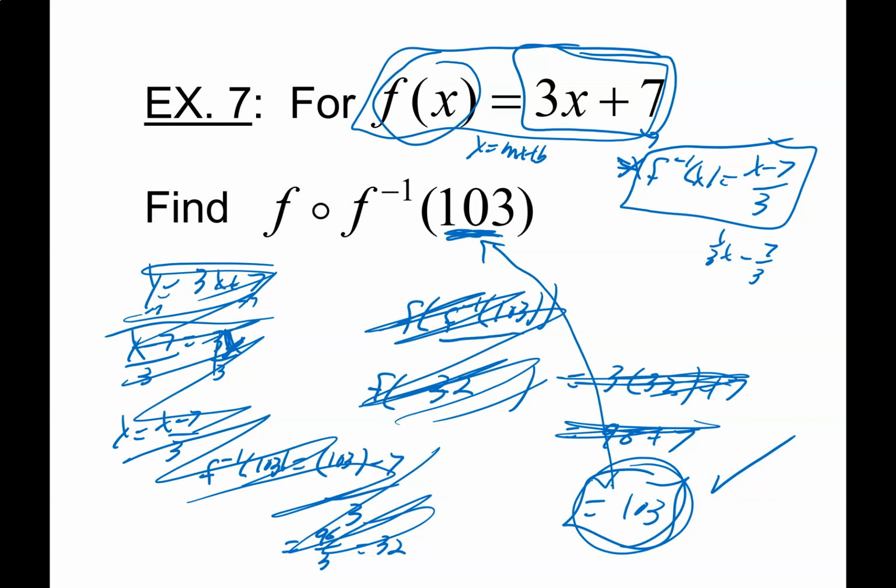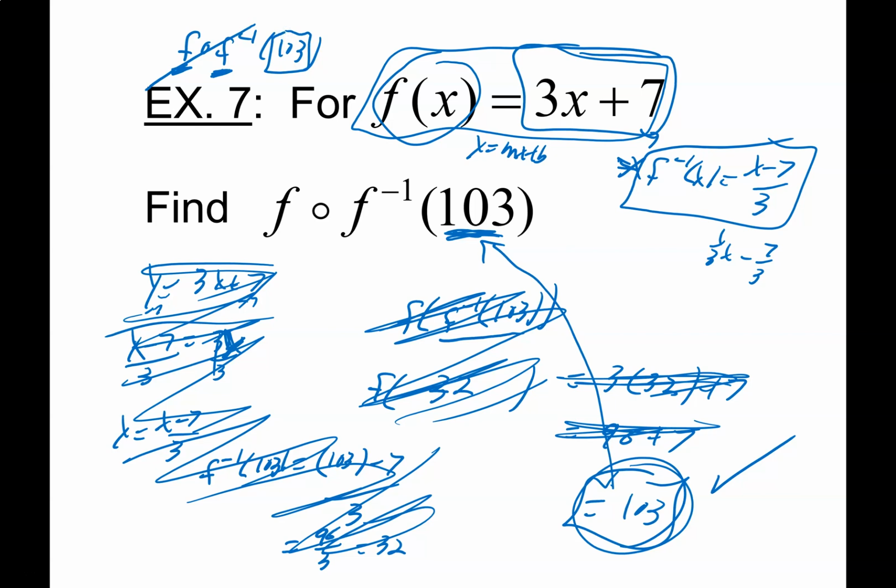Is that like some weird coincidence thing? And the answer to that is no. I can tell you, if I have two functions that are inverses, whatever f does, f inverse undoes. So those basically cancel, leaving you with 103.